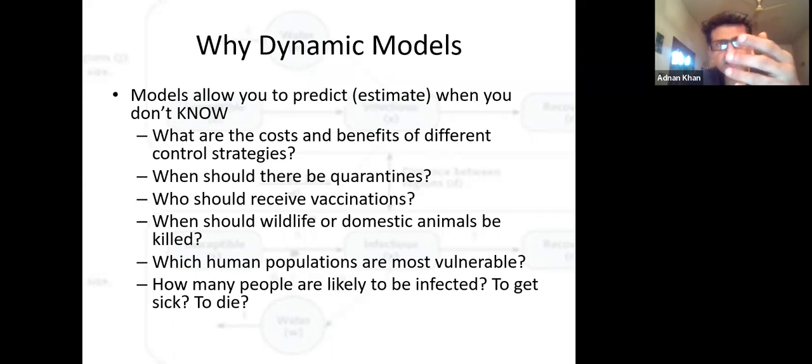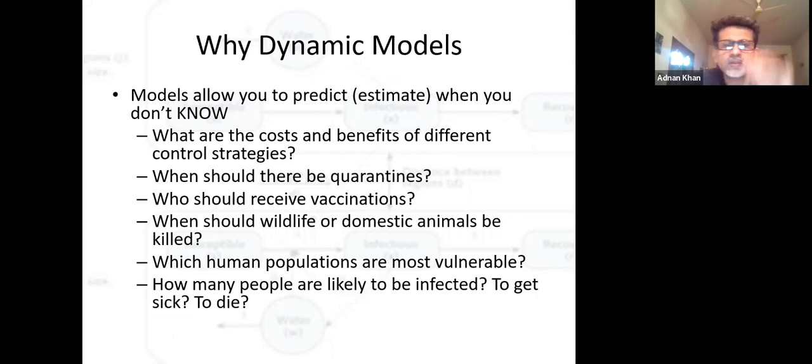And does it make sense to vaccinate people who are very susceptible, who have comorbidities? Who should get the vaccinations, right? So by looking at different scenarios, we could answer these questions, or at least give the public health authorities some kind of support for their position.